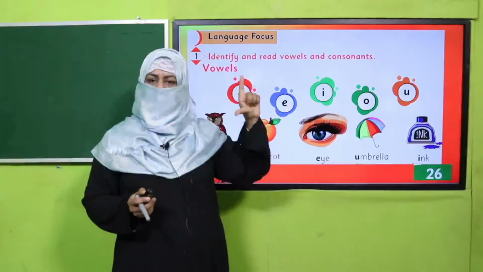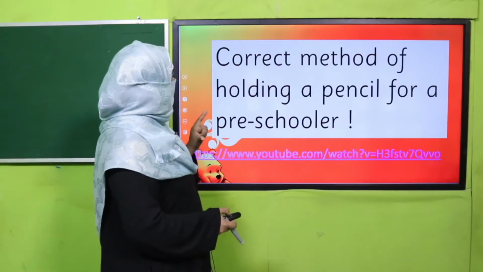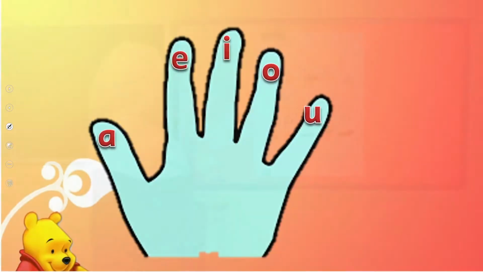A, oh, I clicked it quickly. So it's A, E, I, O, U. This is how you will practice. A, E, I, O, U. This is how you will keep saying and doing it.